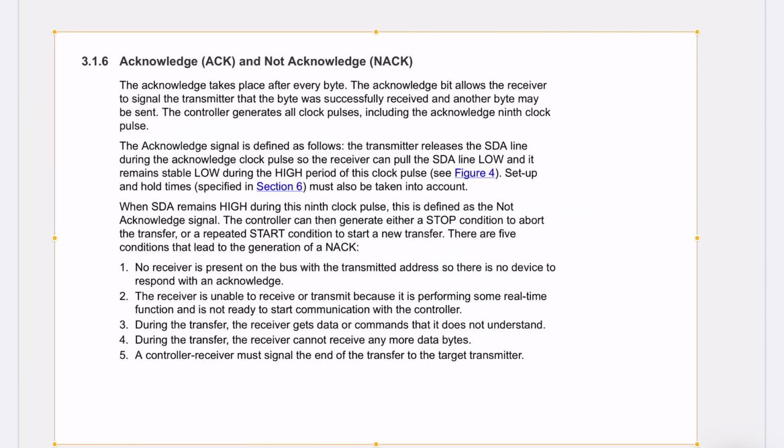The next thing we're going to take a look at is acknowledge and not acknowledge, which we just consider ACK and NACK. The acknowledge takes place after every byte, and the acknowledge bit basically allows the receiver to signal the transmitter that the byte was successfully received and that another may be sent, right? The simplest example that you can compare this to is when you send a text message. You send a text message to someone, they receive it, and it shows up on your end as delivered. That's kind of the acknowledgement that you get back that, hey, at least they received the message that I sent.